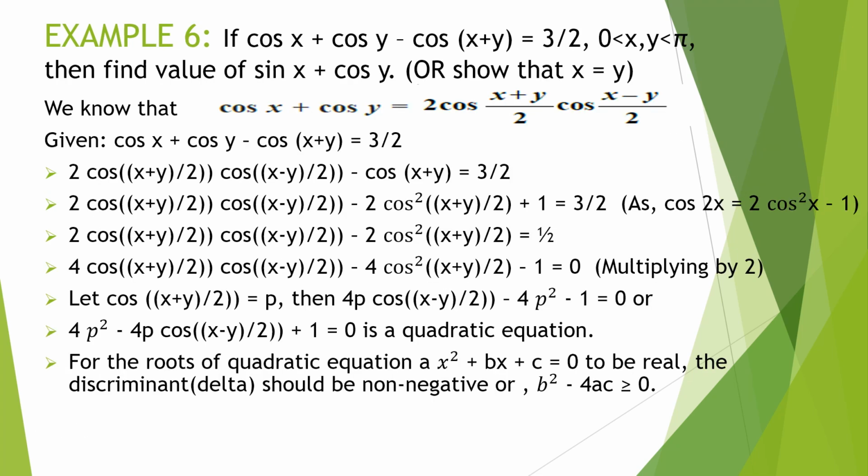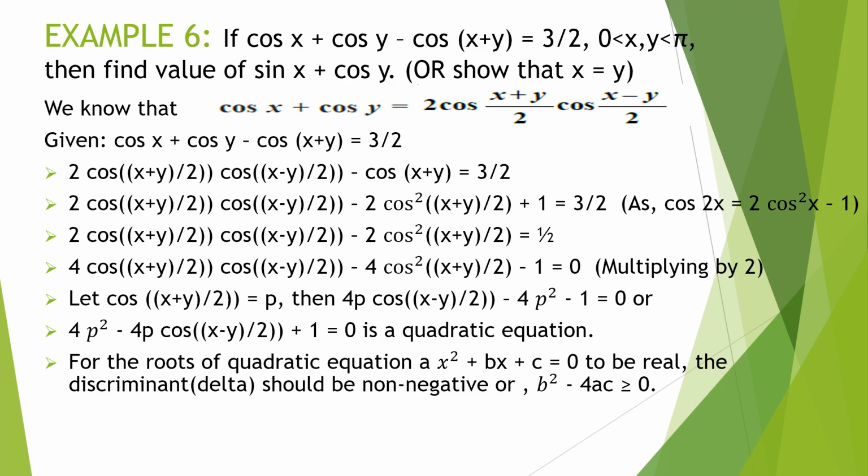Example 6. If cos x plus cos y minus cos of (x plus y) is equal to 3 by 2, x and y are between 0 and pi, find the value of sin x plus cos y. This example can also be asked as: you have to show that in this case x is equal to y. And then you can obtain the value of sin x plus cos y.